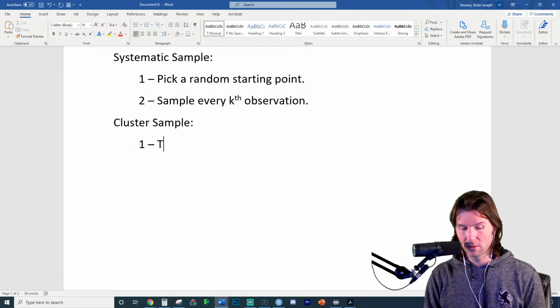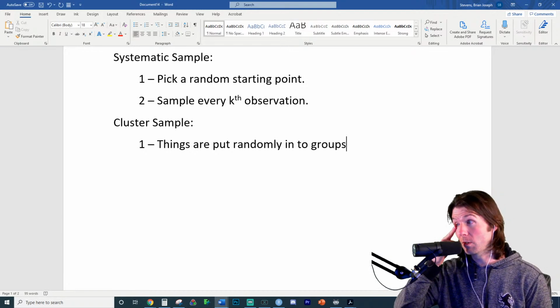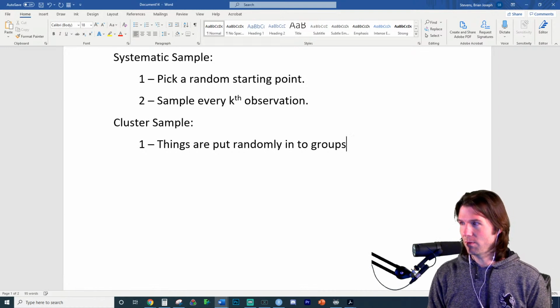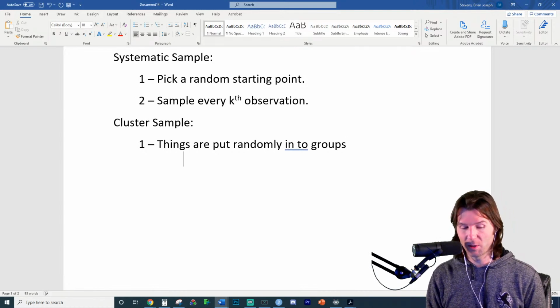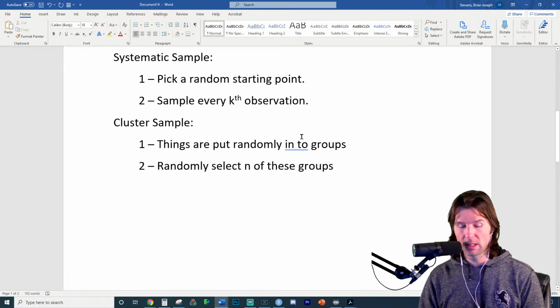So one, things are put randomly into groups. So this is kind of a before thing. You don't really do this yourself. You don't put things randomly into groups. But then randomly select n of these groups.